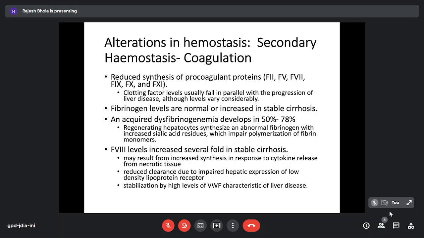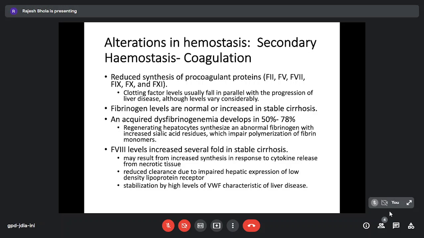But the major finding in case of a chronic liver disease is that there is an acquired dysfibrinogenemia in almost 50 to 78% of the patients. Why will this dysfibrinogenemia happen? Because the regenerating hepatocytes synthesize an abnormal fibrinogen with increased sialic acid residues, which impair the polymerization of the fibrin monomers. So that's the reason there is a dysfibrinogenemia.